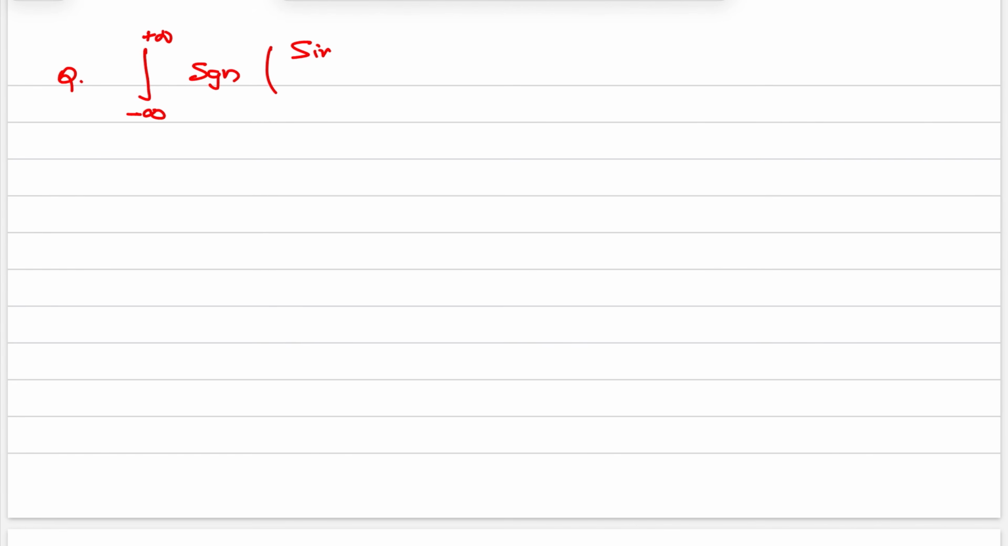Sin 2x by x to the power of 5 dx. Don't confuse sine with signum function. Signum function is a different type of function. It's not sine. We have to calculate the value of this, and we try to understand the behavior of this. Now, we will go for the solution.